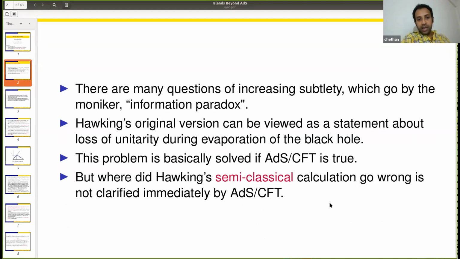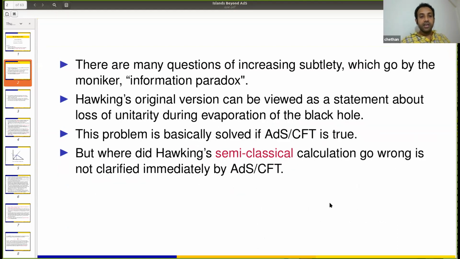The basic one, Hawking's original version, is the statement that when a black hole evaporates, you end up losing information, because the radiation is thermal and so on. This problem is basically solved if AdS-CFT is true. And it has to be solved in some way, because we expect AdS to be dual to a unitary theory. This effect is in some sense a large N equals infinity type of effect, and at finite N you expect the theory to be unitary, so you would expect some unitary resolution to the information paradox that Hawking started.